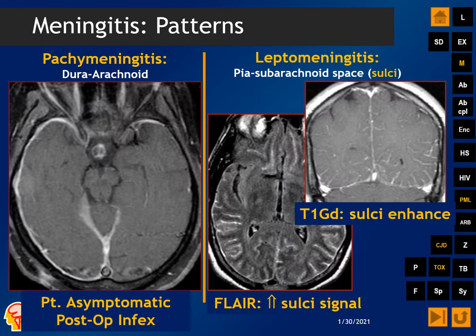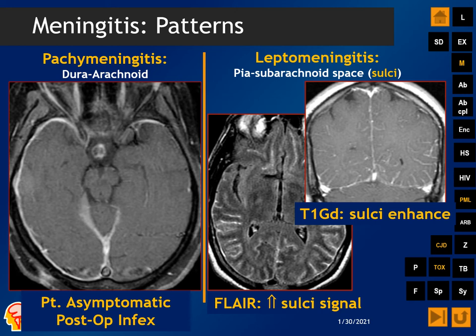The meningitis patterns include the pachymeningeal pattern that we can see illustrated here on the left of the slide, and this was an asymptomatic patient with a postoperative infection. But the classic or typical pattern for meningitis is leptomeningeal enhancement, with enhancement going into the sulci, very nicely demonstrated here. And the FLAIR image also shows abnormally high signal intensity within the sulci.